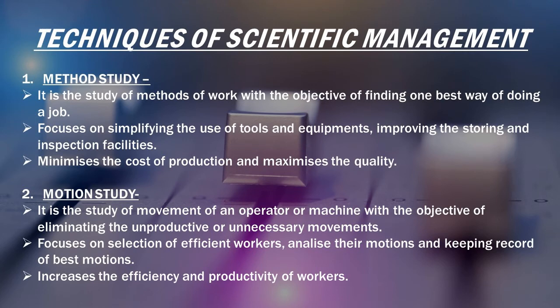So first is method study. Now after careful study and analysis of the job, one best way of doing a job is determined. And method study simplifies the operation by simplifying the use of tools and equipments and improving the storing and inspection facilities. इसमें इस बात पे भी ध्यान दिया जाता है कि place of storing the raw material should be close to the production site so as to eliminate unnecessary actions and movements.